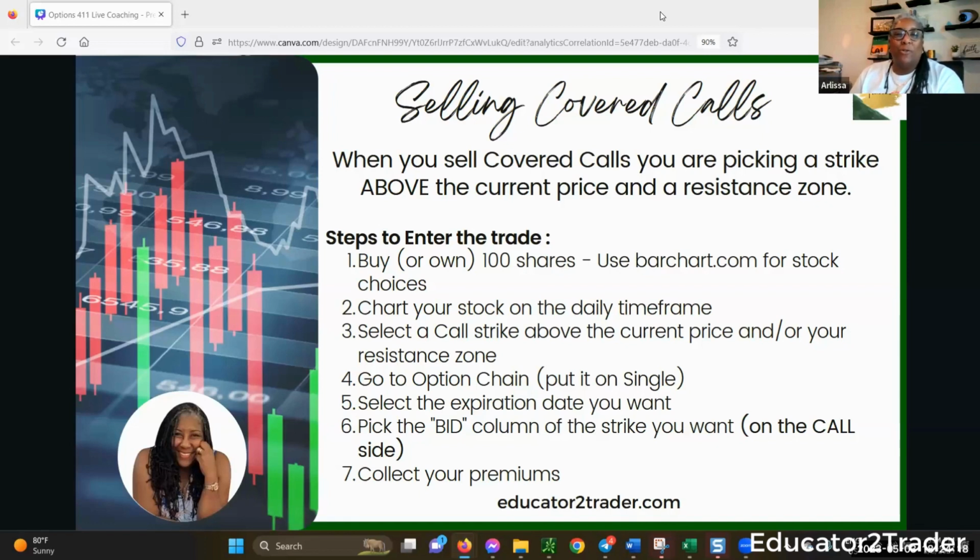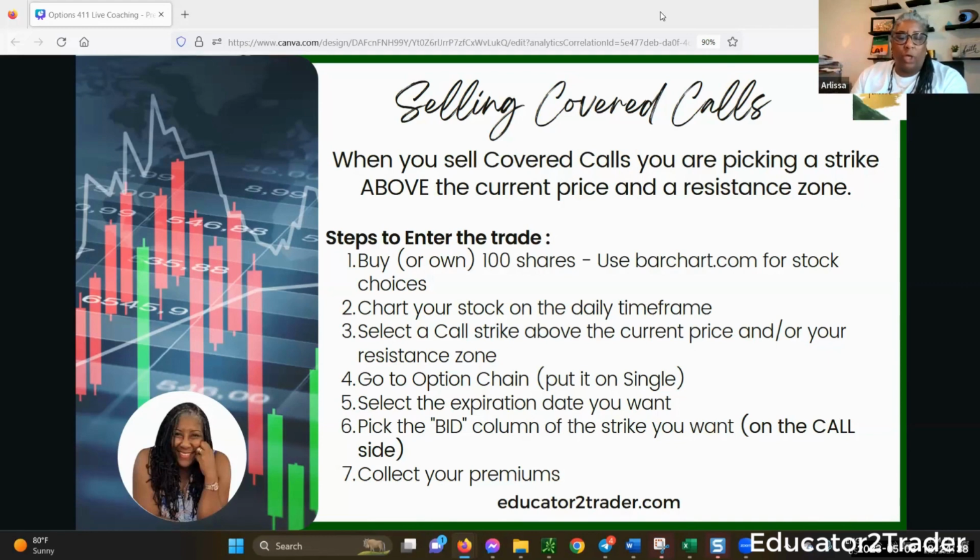Selling covered calls is the opposite of selling puts. You're selling calls, and they're called covered calls because you need to cover them with either 100 shares, which is the amount of one contract, or you can cover them with a bought option contract.